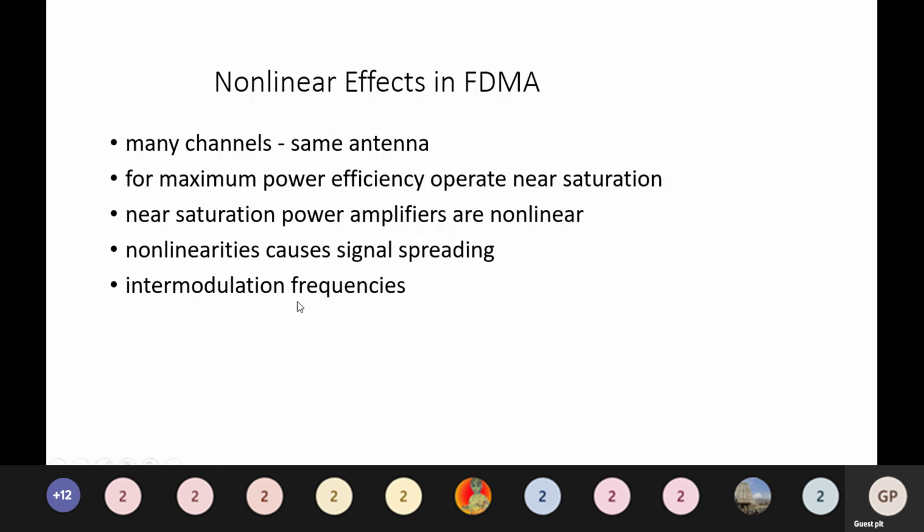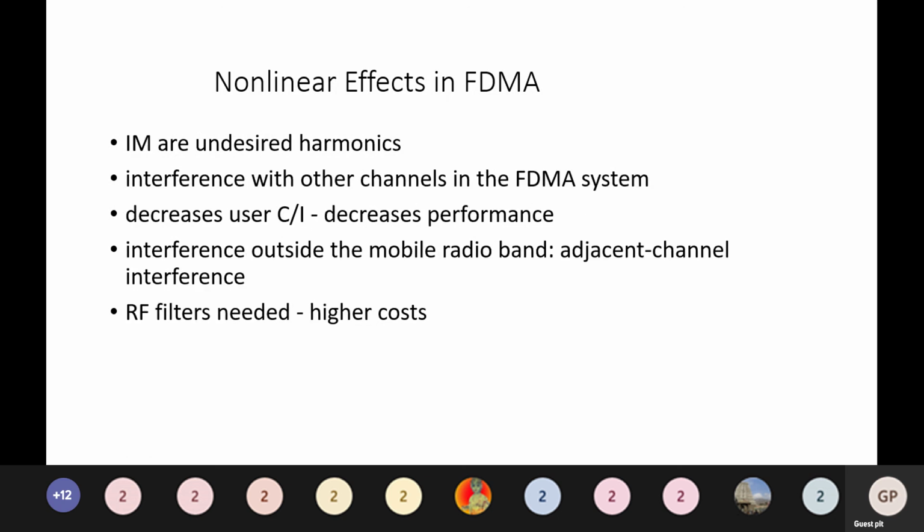Then you have intermodulation frequencies, IM, as nonlinear effects in FDMA. So intermodulation frequencies are undesired harmonics.